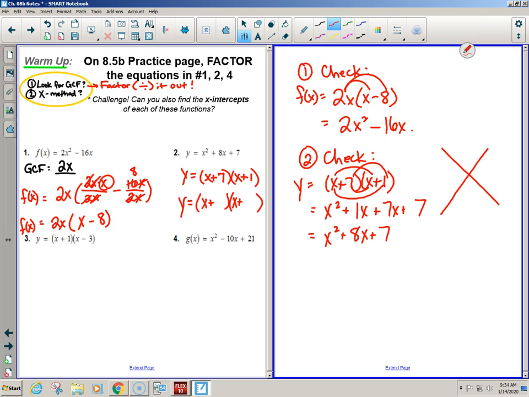Do you guys remember how we're trying to multiply 7 times 1? We're trying to multiply to be the last number. And what are we trying to do to get the middle number? Where did that come from? Addition. So remember, we're trying to think of what factors of a times c, 1 times 7, add to be 8. Well, what multiplies to be 7 and adds to be 8? 1 and 7.